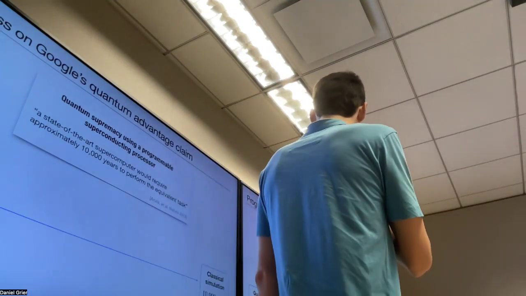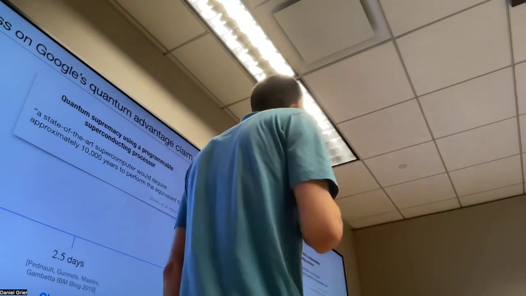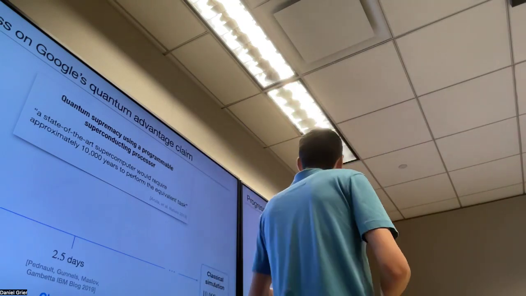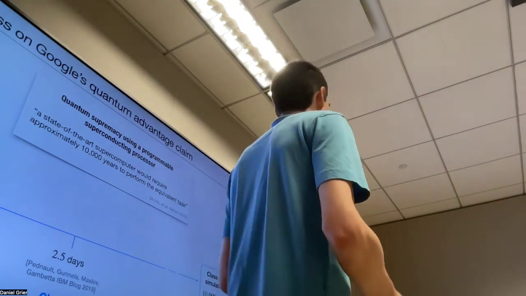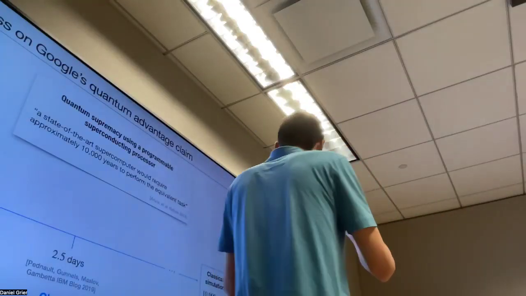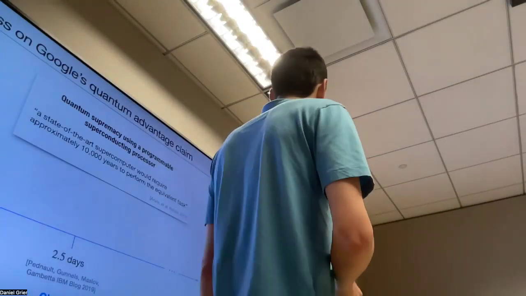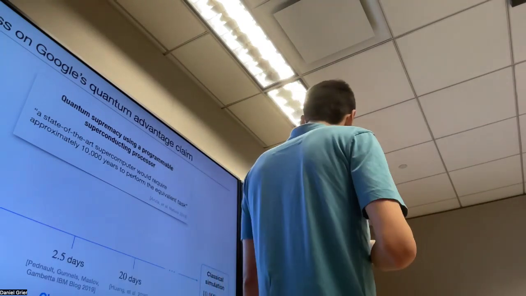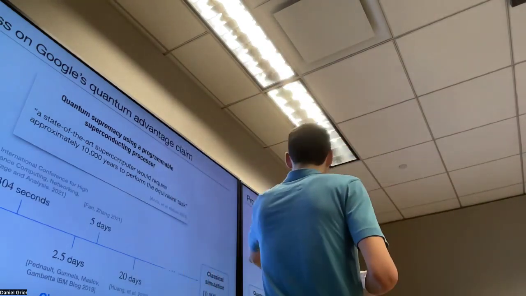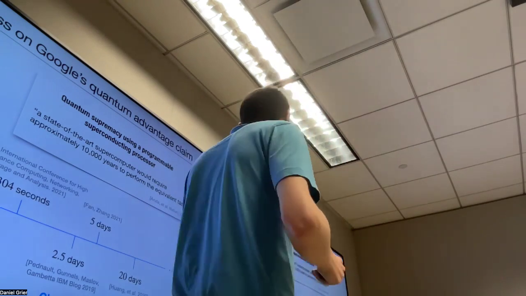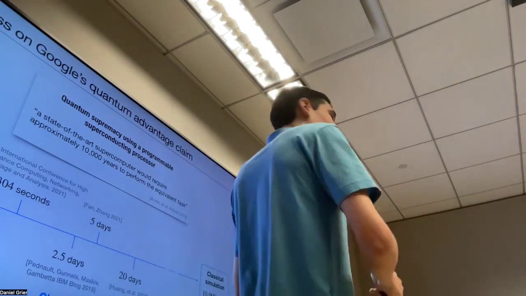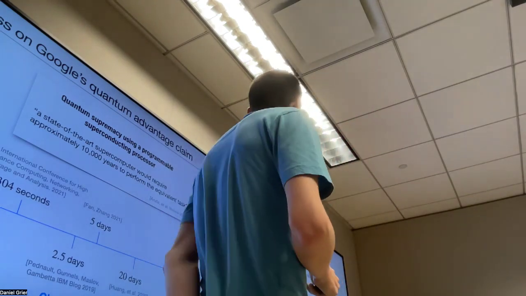But then, like 5 days later, the IBM team came out with a proposal. They said that when you made this 10,000 year estimate, you were doing something very inefficient. You should have been using memory in a different way, and if you did, you could bring down this simulation time significantly. People started implementing and refining these ideas. So now we have a classical simulation method that runs in something like 300 seconds. So we went from 10,000 years to 300 seconds. That's a pretty big change.